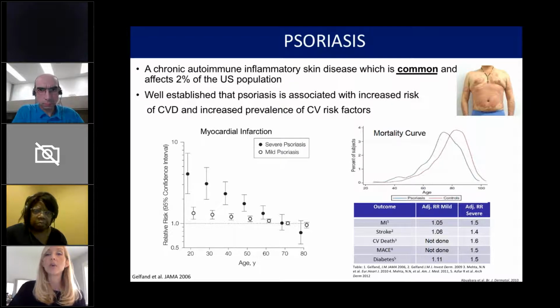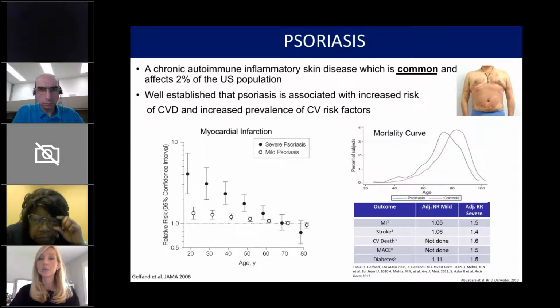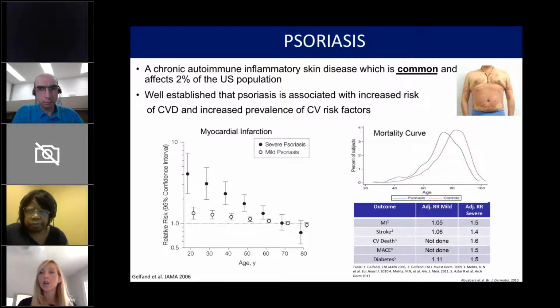On the left panel, I'm showing a highly cited figure from Dr. Joe Gelfand's group from the University of Pennsylvania that demonstrated an increased risk of myocardial infarction with severe psoriasis compared to mild psoriasis over different age groups. On the right, you see the overall mortality curve for psoriasis compared to the general population, and the bottom table demonstrates the adjusted relative risk for different CV outcomes based on severe or mild disease, together demonstrating the increased risk of cardiovascular complications with increasing severity of disease burden.